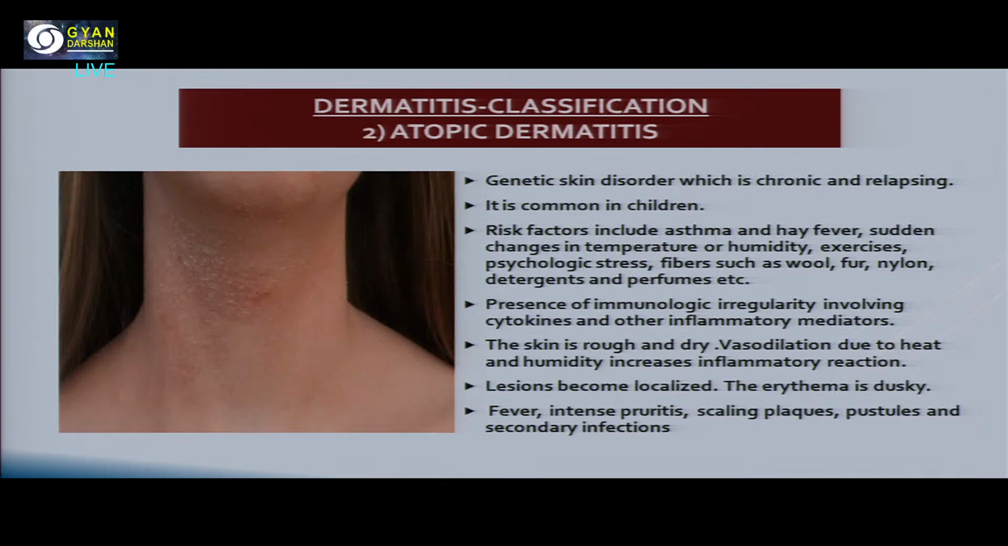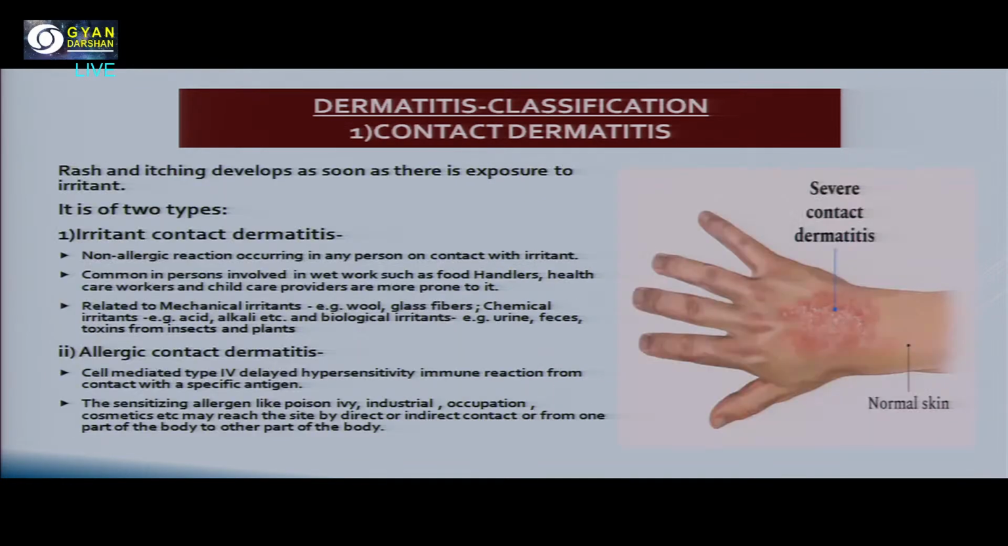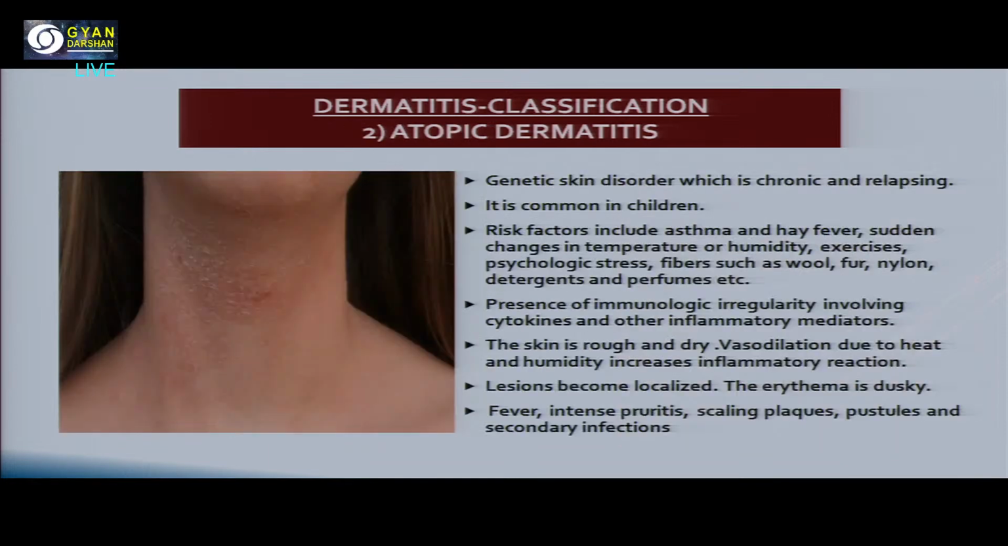Second type is atopic dermatitis. First, we discussed contact dermatitis. This is the first most important type of dermatitis. Second is atopic dermatitis. See the kind of rash or the inflammation that is present over the skin. It is a genetic disorder. It is not related to any specific allergen. When any irritant comes in contact, your body itself causes the problem, and it is genetically involved.